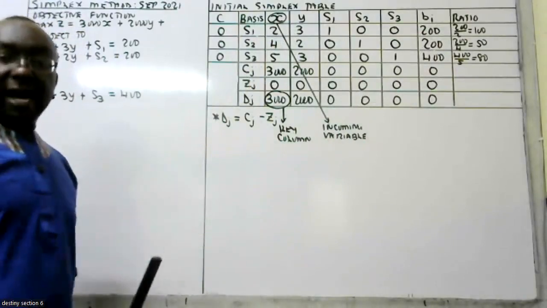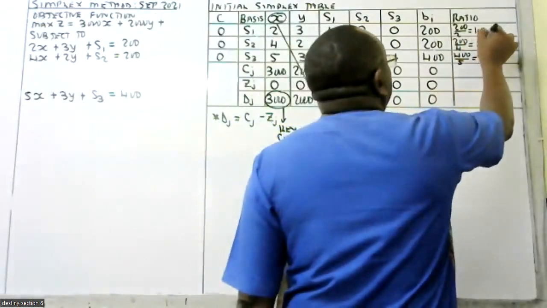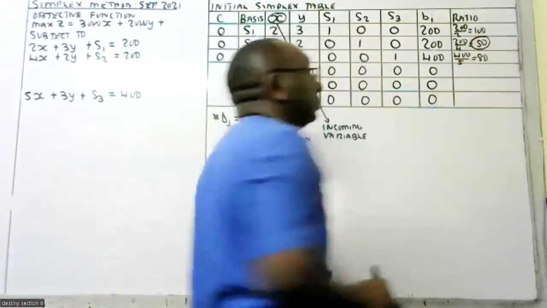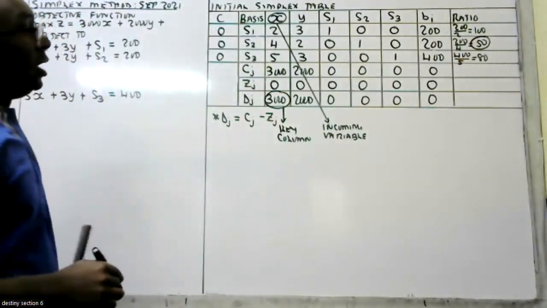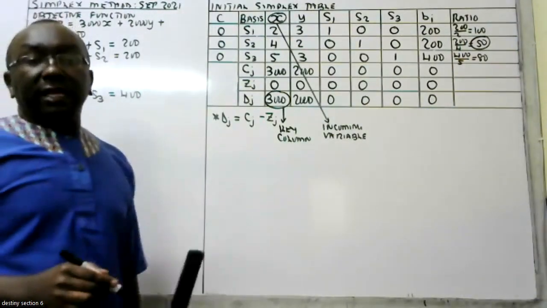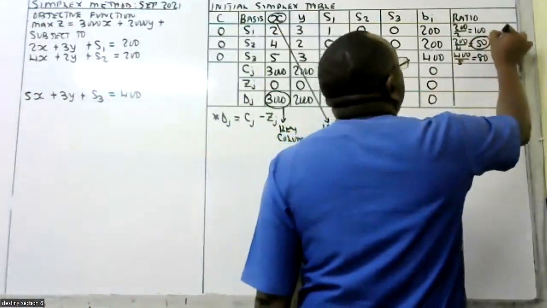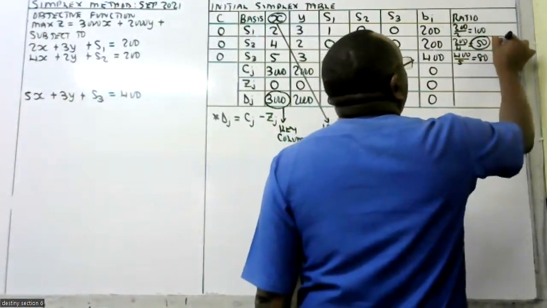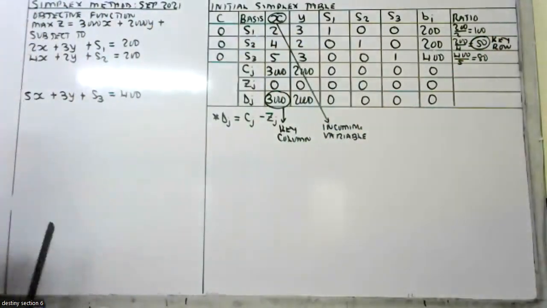After you have done that, you take the lowest value. Where you have gotten that, that row is called the key row, where you have identified the smallest.